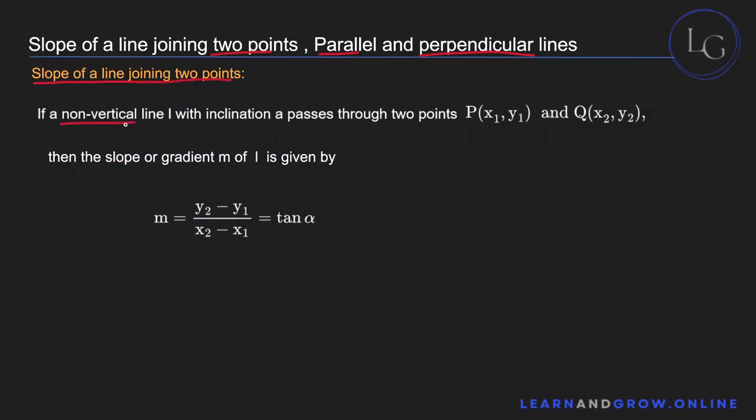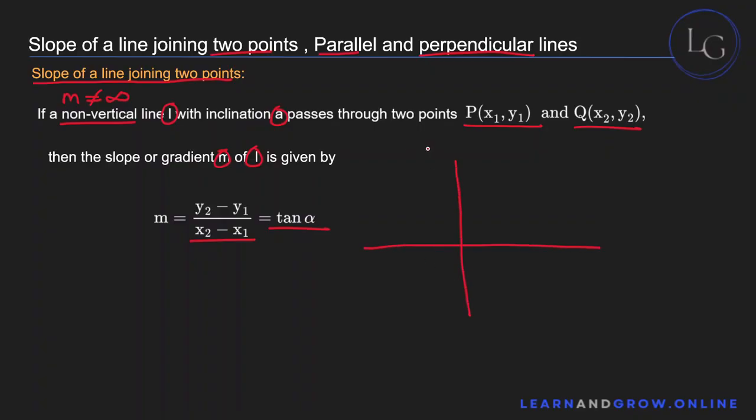If a non-vertical line, so basically m must not be equal to infinity, a non-vertical line, let's say it's the line L, with an inclination of alpha, passes through 2 points P and Q, then the slope or the gradient of the line L is given by this or this, right? So let me explain what this means.